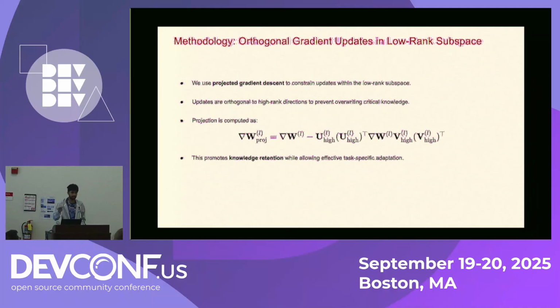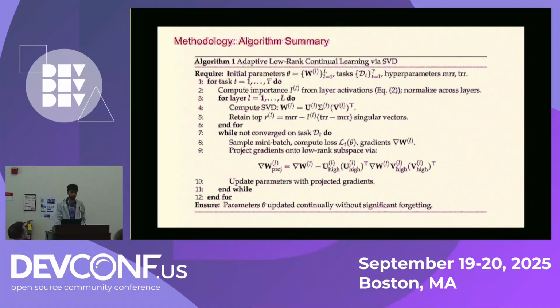So for each gradient that you get for the low rank parameters, you subtract the components away that lie in the subspace spanned by the high singular vectors, which is the projection step after each gradient. And this promotes knowledge retention while allowing effective task-specific adaptation. This is the algorithm summary. I won't go over it again.